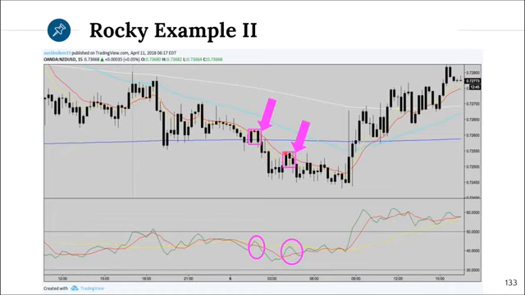Again here, another Rocky formation off the 13 EMA with the RSI in the correct position. Now, you're going to start to probably pick this up and say, Austin, how am I going to trade all this? And this doesn't look like a huge move. What are you talking about? We're not talking about entries yet. Just stick with me here.